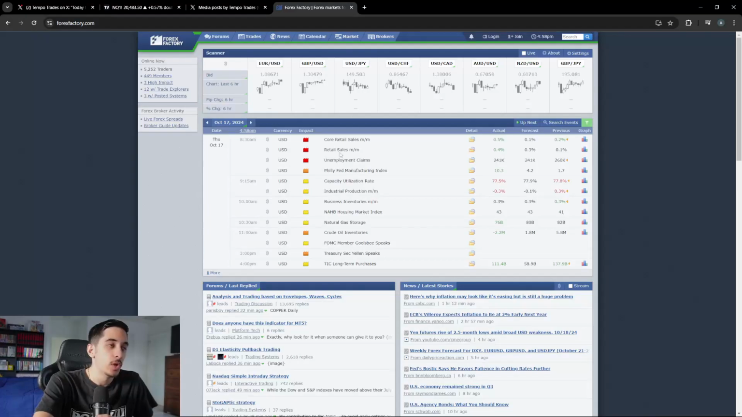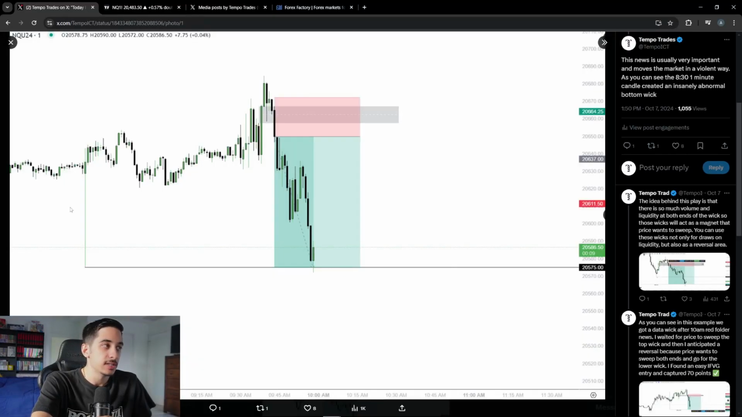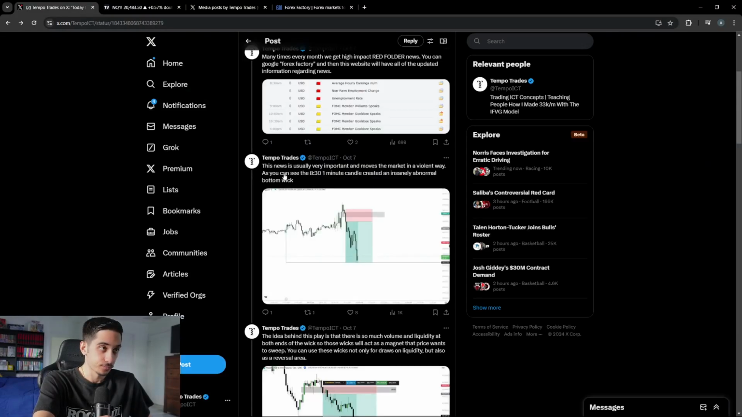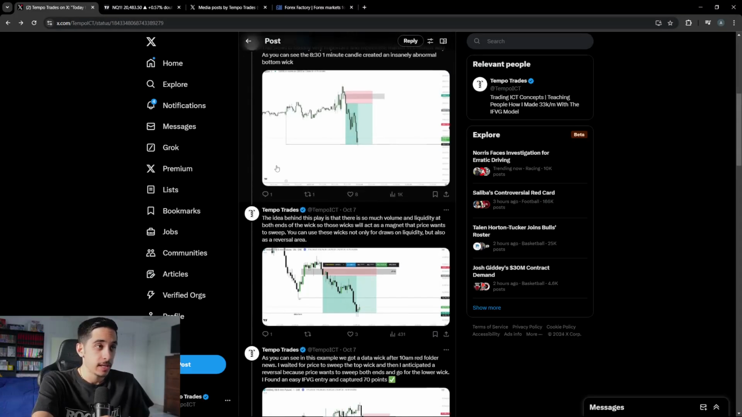So when you have red folder news, there could be something called a data wick. And what that means is an abnormal candle created on the 1-minute chart as soon as the news comes out. And essentially there's a ton of liquidity resting there because of all the volume and orders, and we will target that because we know price wants to come and take it. So again, here's what you would do. You take out one side and target the other.